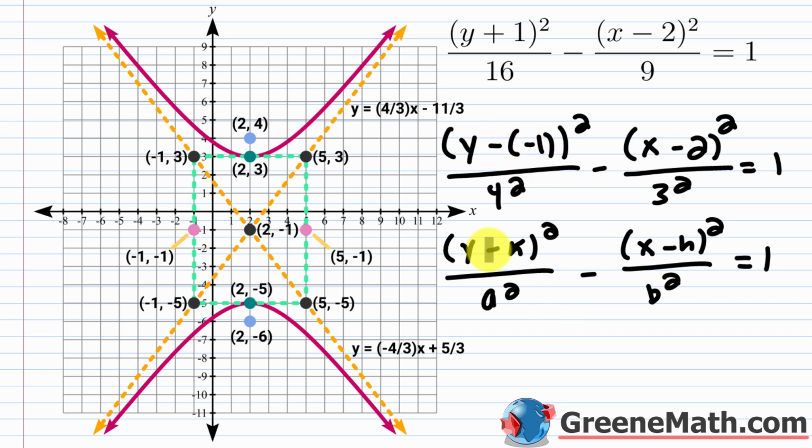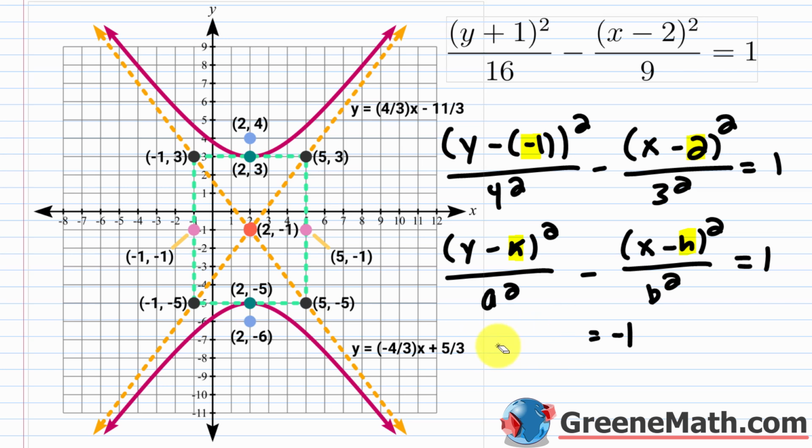Remember, this is a minus and this is a minus, so k is going to be negative 1. This is a minus and this is a minus, so h is going to be 2. So my h is equal to 2, and my k is equal to negative 1. So the center is at h comma k, so 2 comma negative 1. That's going to give me this point right here. So that's what you would start with, is getting the center.